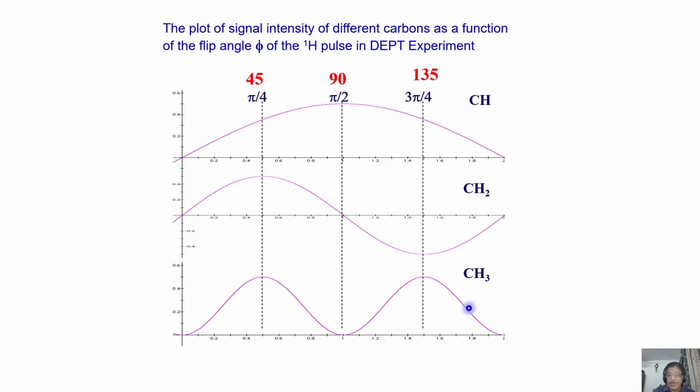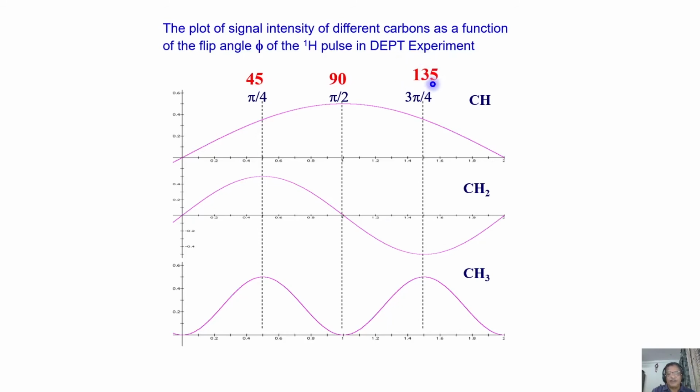What I will do is another experiment with the last flip angle pulse at 135 degrees. Remember, I do three experiments. One is 45, one is 90 degrees, other is 135. In which case, you look at the intensity of the signals. CH is positive, CH3 is positive, and CH2 is negative. When you do the 135 experiment, it is called DEPT 135. So there are DEPT 45, DEPT 90, and DEPT 135 experiments.